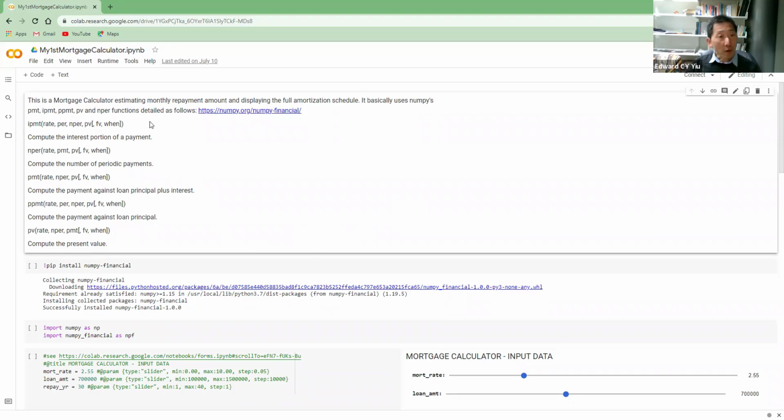Let's start with this mortgage calculator first. I basically refer to this NumPy Financial web page, where it defines the five functions: PMT, IPMT, PPMT, PV, and NPER. Basically, it provides all the required functions for building a mortgage calculator.